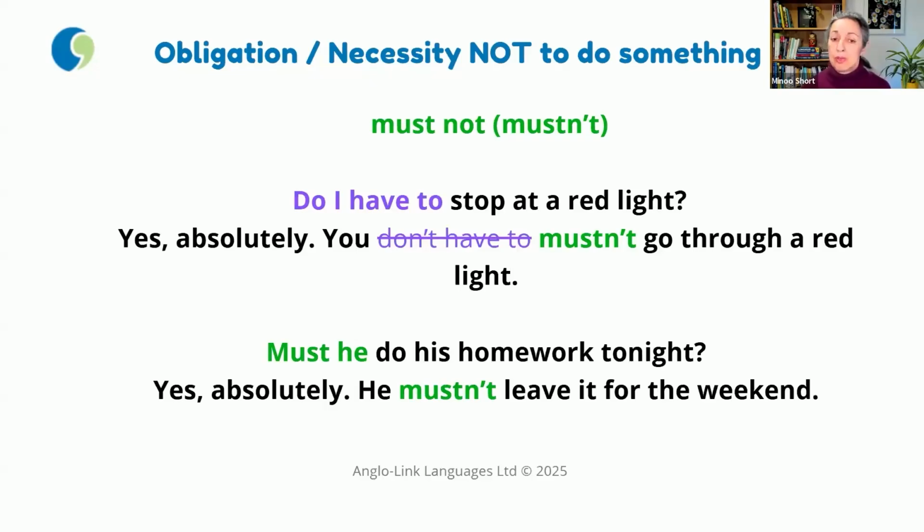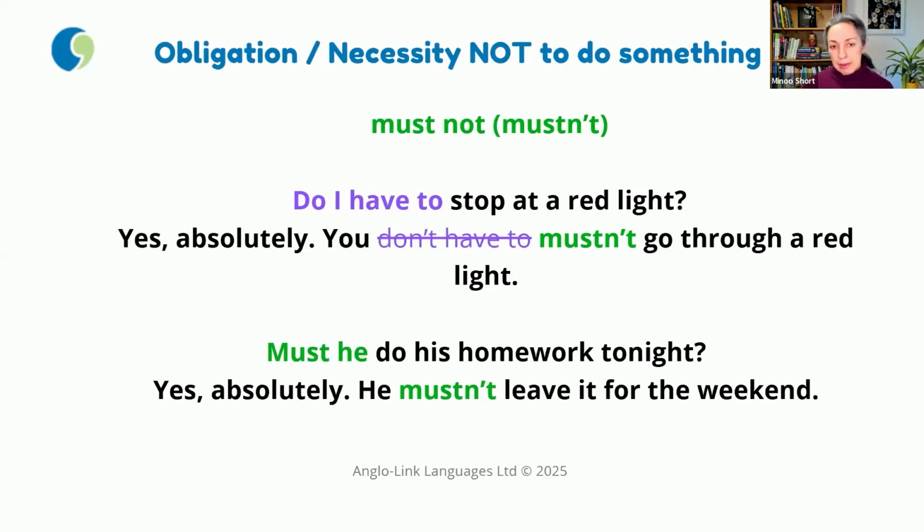Make sure that you don't say you don't have to go through a red light. That doesn't say anything to your listener. Or if someone asks for a necessity, must he do his homework tonight? Oh yes, absolutely. He mustn't leave it for the weekend.